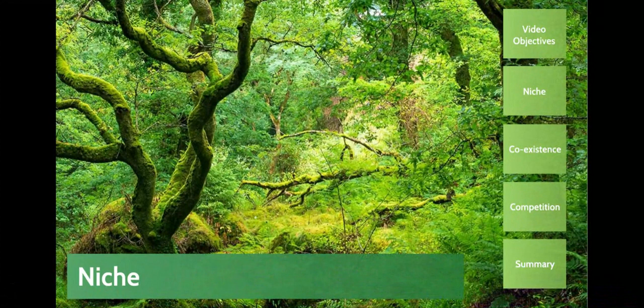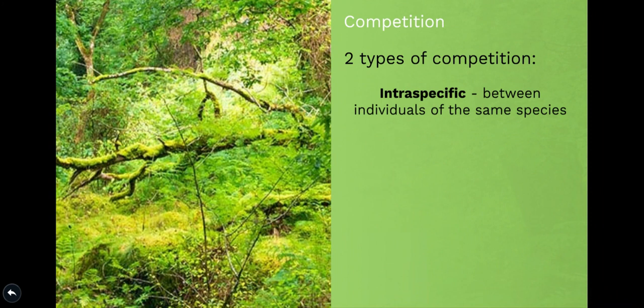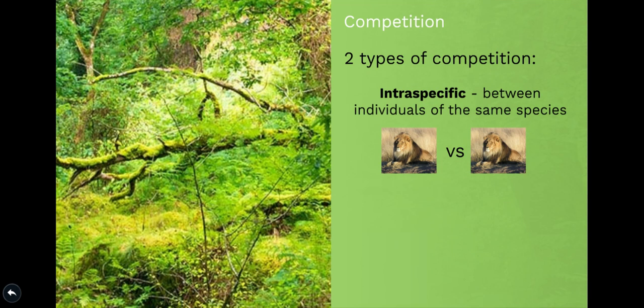Competition is really important in ecology, and it can occur in one of two ways. One of these types of competition, intraspecific competition, occurs between individuals of the same species. So, for example, a lion and a lion. Two lions might go after the same antelope. One of them is going to win and one of them is going to lose. And this happens all the time. It's not something that can necessarily be avoided.